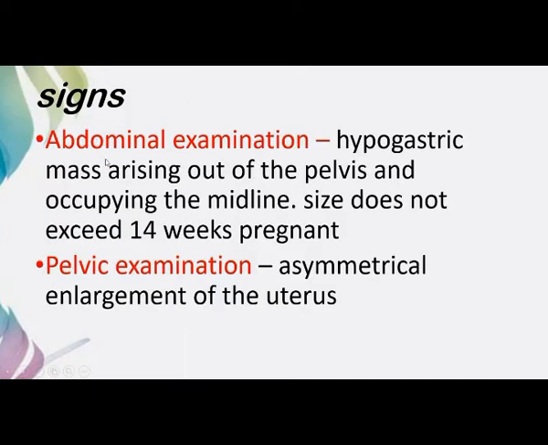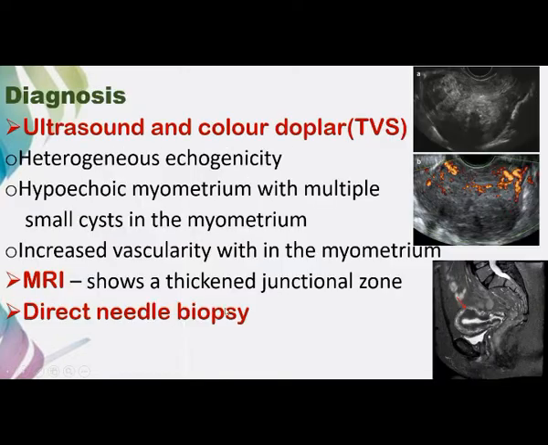Next are the signs. While doing the abdominal examination, we can see a hypogastric mass arising out of the pelvis and occupying the midline, when the size does not exceed 14 weeks of pregnancy. Because the muscle layer is enlarged due to the endometrial growth, the uterus becomes around the size of a 14-week pregnancy. So we can palpate the uterus in the midline between the umbilicus and the symphysis pubis. On pelvic examination, asymmetrical enlargement of the uterus can be seen because of the irregular shape of the uterus.